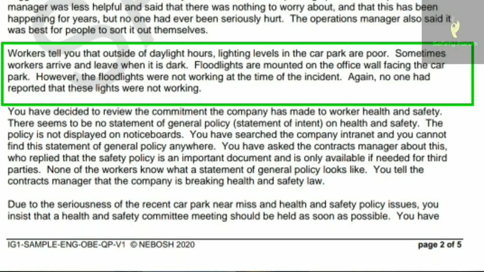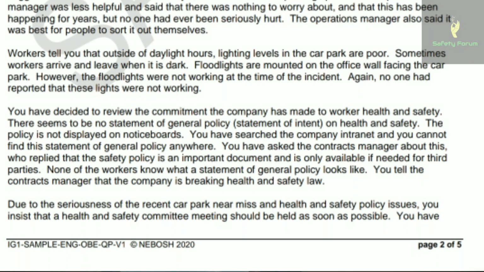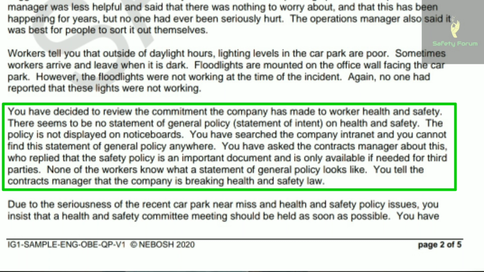So after seeing this kind of very bad situation in the company, you have decided to review the health and safety parameters in the company. So the first thing you will do is check, right, where is the general policy statement of intent on health and safety, where are the company policies. So you found there are no policies on the notice board, right? Nowhere are policies mentioned in the company premises.